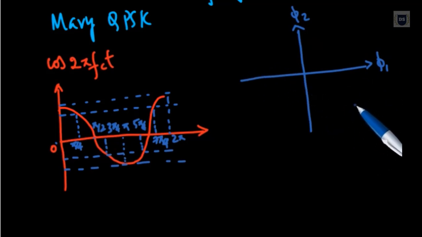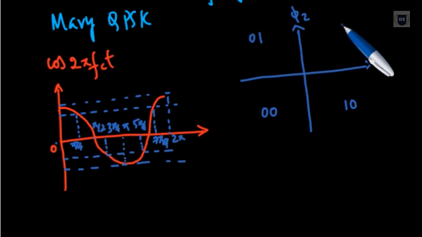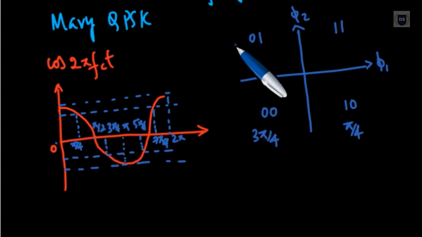So we all know that this fourth quadrant corresponds to diabit 1 0, and the third quadrant corresponds to diabit 0 0, and the second quadrant corresponds to diabit 0 1, and our first quadrant corresponds to diabit 1 1. Or with respect to phase, this fourth quadrant corresponds to a phase angle of pi by 4. The third quadrant corresponds to a phase angle of 3 pi by 4. Second quadrant corresponds to a phase angle of 5 pi by 4. And the first quadrant corresponds to a phase angle of 7 pi by 4.